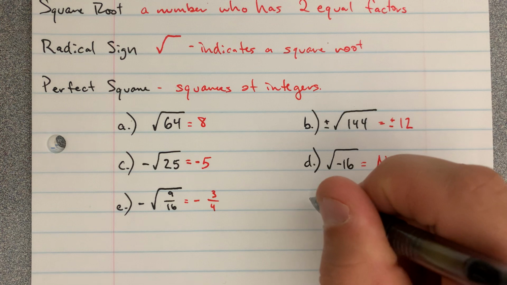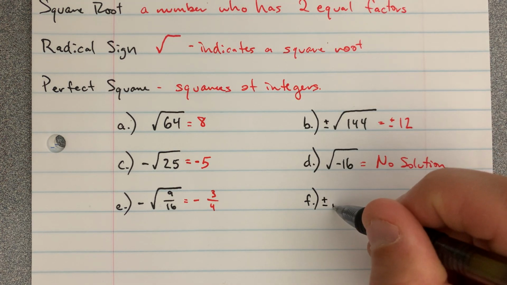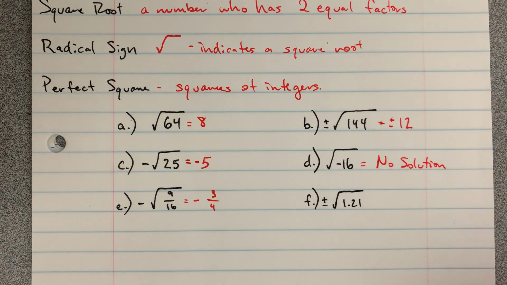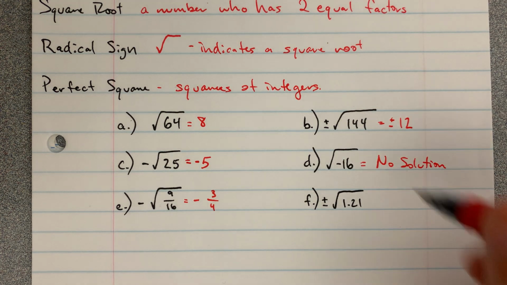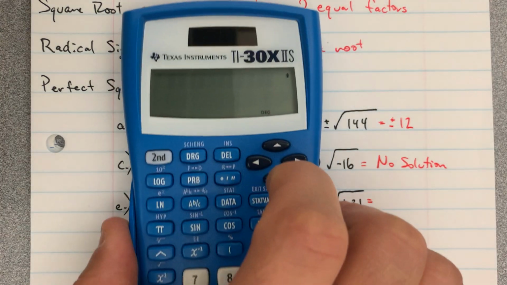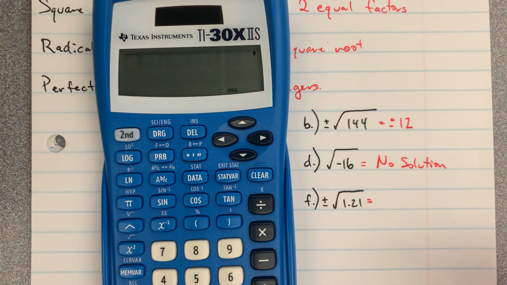If they give you a decimal, say like the positive or negative answer or square root of 1.21, then we want the answer as a decimal. I don't know this one off the top of my head. So we're going to use our calculator. To use our calculator, these are the buttons that we push.